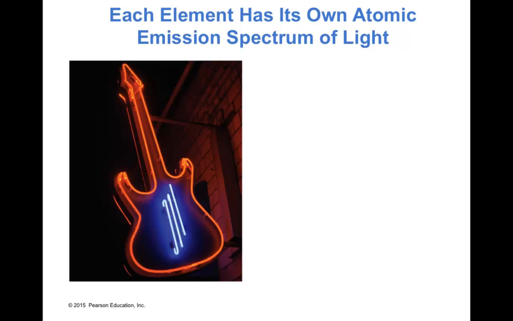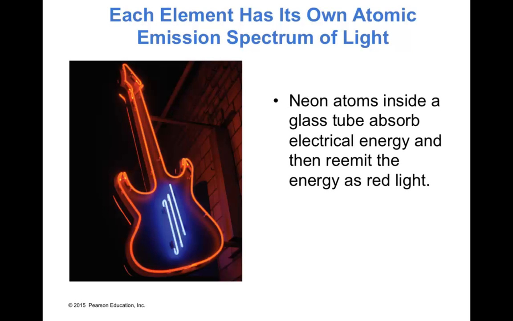This absorption and emission of light by atoms is due to the interaction of the light with the electrons in the atoms. If the atoms in the tube are different, the electrons have different energies and the emitted light is a different color. Here we have neon, which you can find inside a glass tube where it absorbs electrical energy. So that's the absorption part. It absorbs that electrical energy and then re-emits the energy as a red light. So the emission is in the red light form.